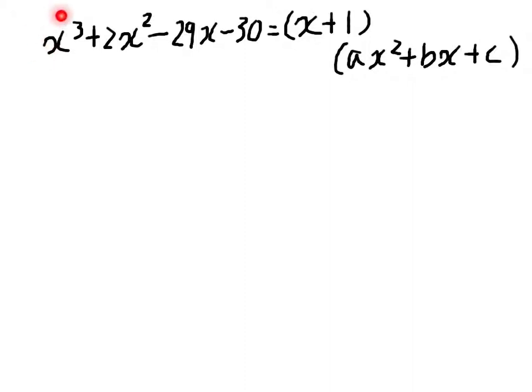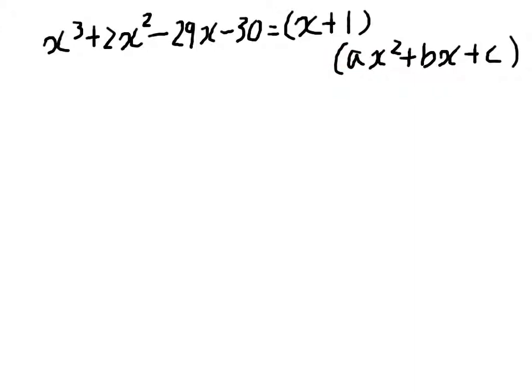And because this is a cubic, it's got to be linear times the quadratic. That's how you make the power of 3. Okay, so power of x is 1 here and power of x is 2 here. So that's how you make this 3. Now you're going to multiply out this part, and then you're going to compare the coefficients.